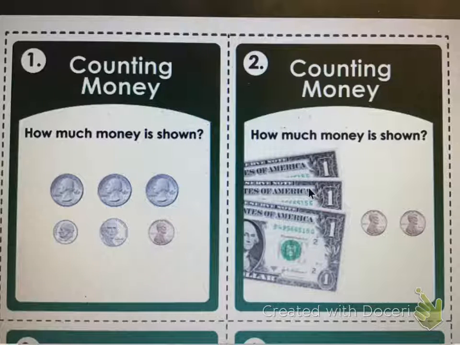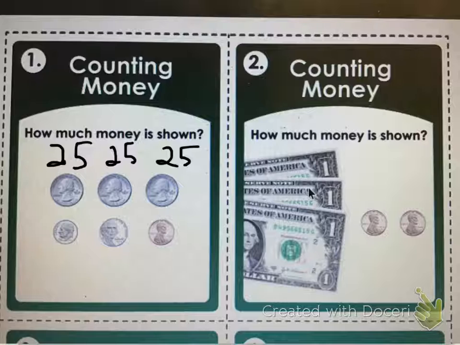This example, we only have coins, so I don't need to worry about the dollars. Okay, I know that I need to write the amount above each coin before I count them. That's going to help me keep track. So I have quarters, and I know that each quarter is worth 25 cents. So I'm going to put a 25 above each one, like that. Then I see a dime. I know it's the smallest of the coins that we've been working with, and a dime is 10. So I'm going to write it here.